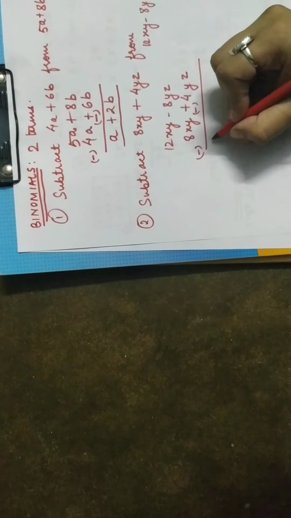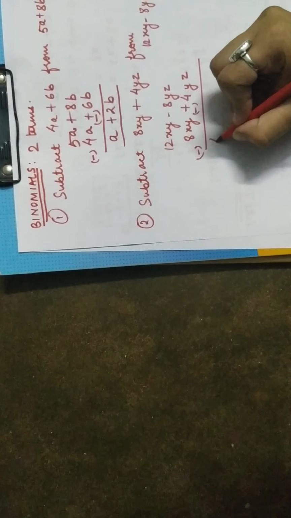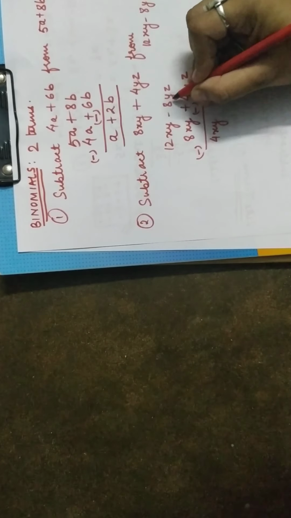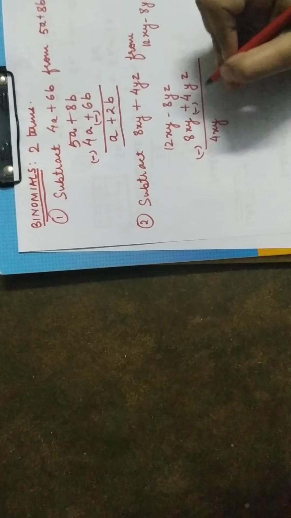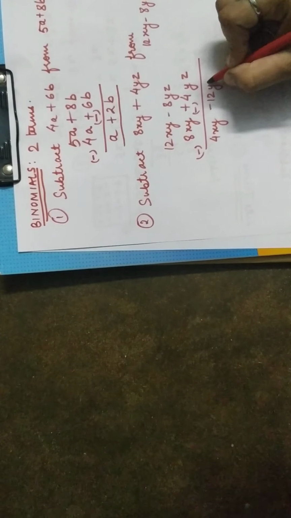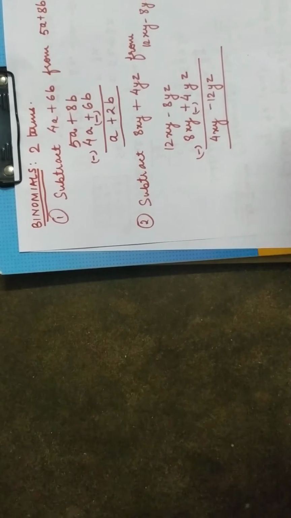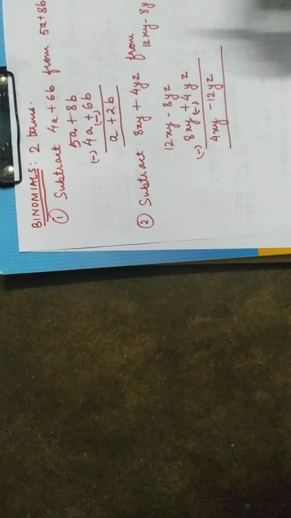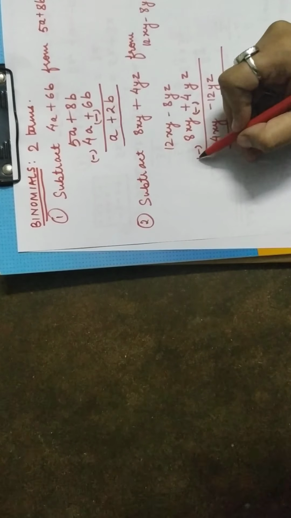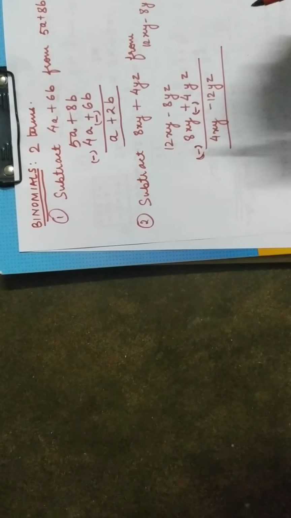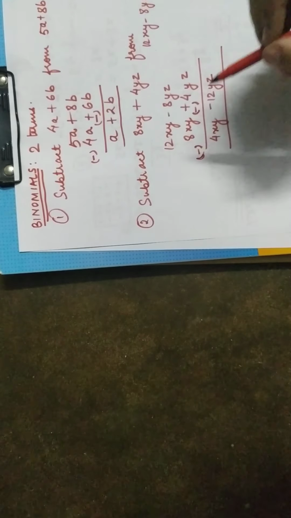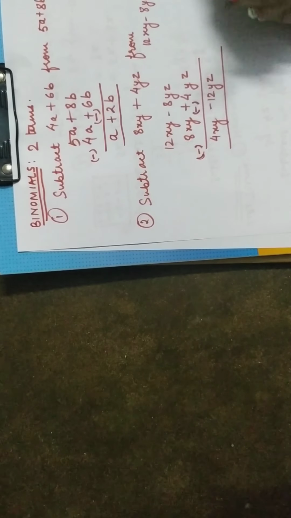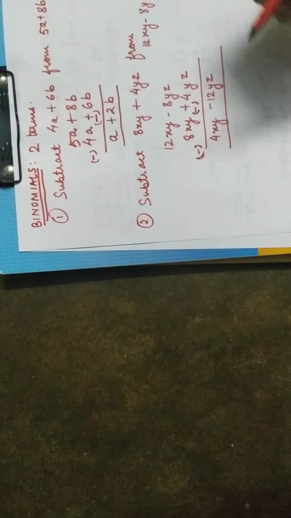So 12 minus 8 gives you 4xy. Now this is minus 8 and now it has become minus 4. Minus 8 minus 4 gives you minus 12yz. See, the purpose of writing this in bracket is just that you can differentiate between the signs and you can immediately understand which sign you have to take into consideration.